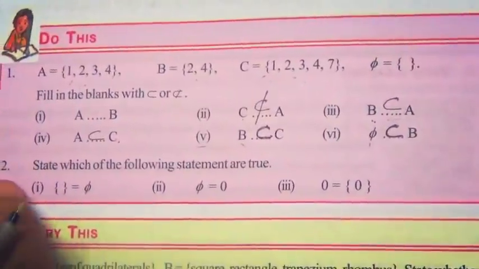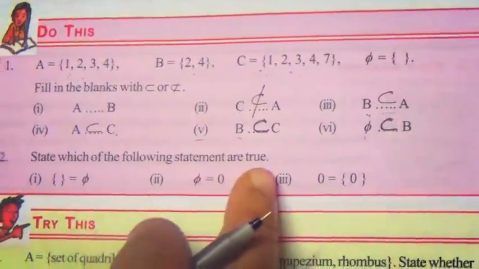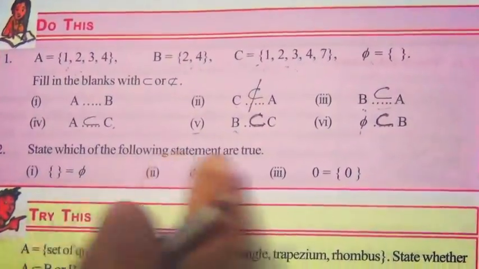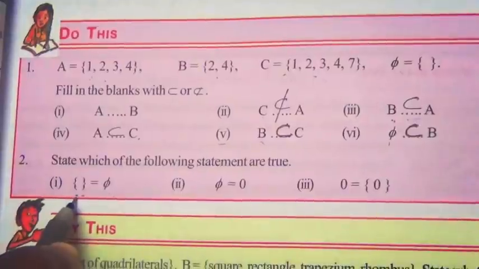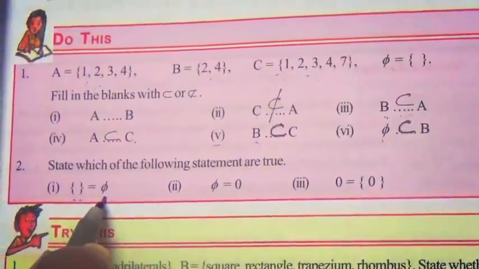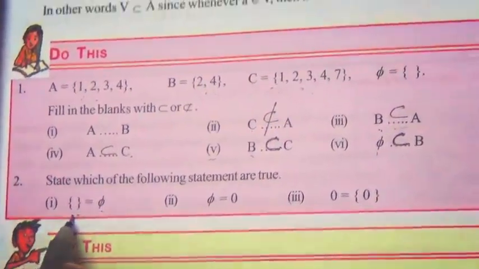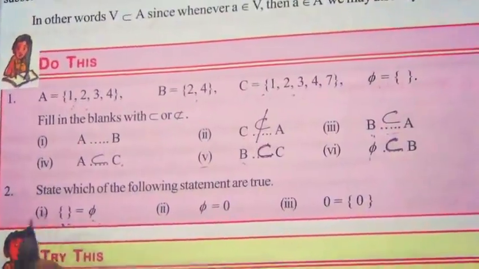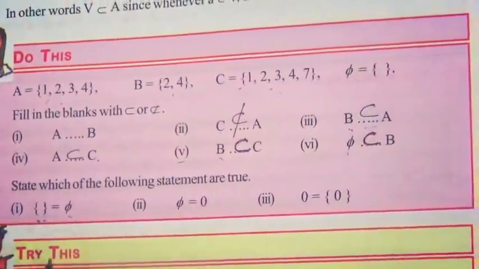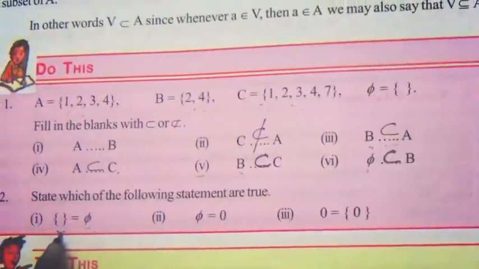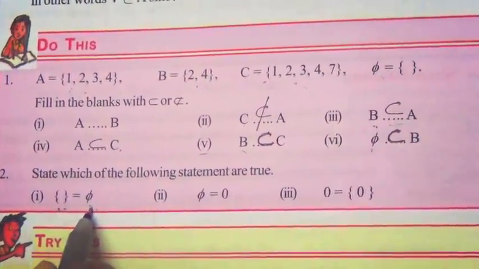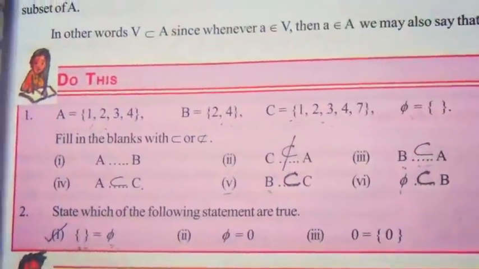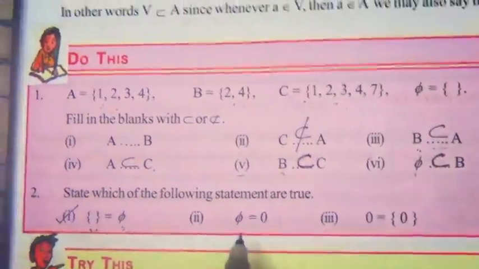So the second one: state which of the following statements is true. Right? It is the empty set. It is the symbol of the null set. Empty set, null set, void set, whatever you want, you can call it. Right? So it is the empty set. Yes, it is equal to the symbol of the null set. It is correct. This statement is true, right?